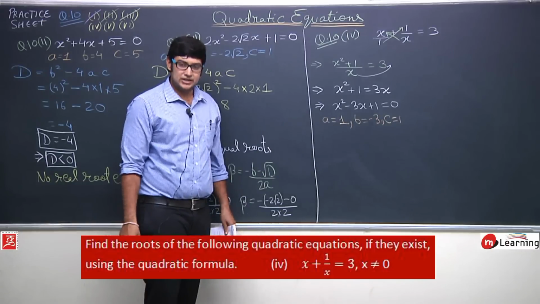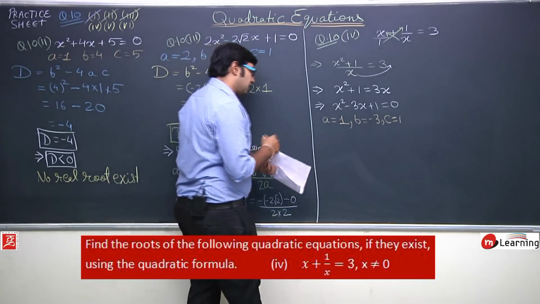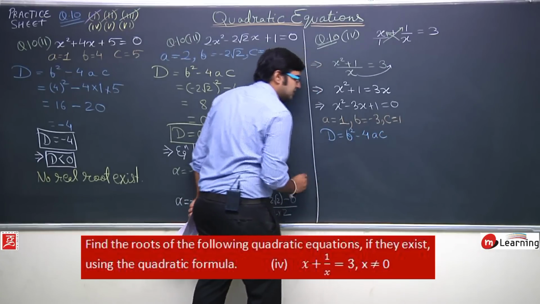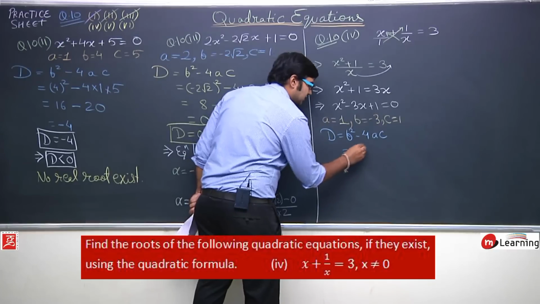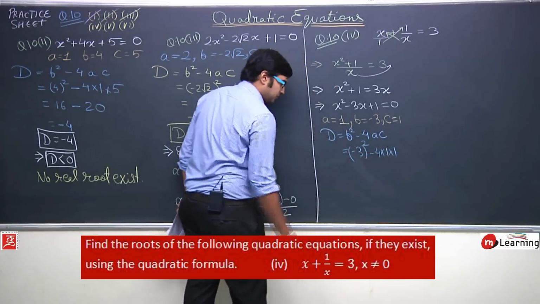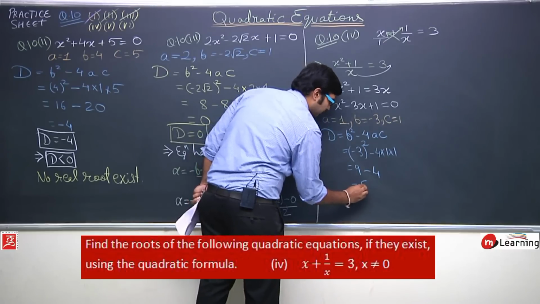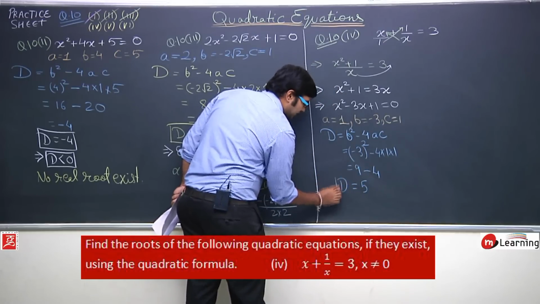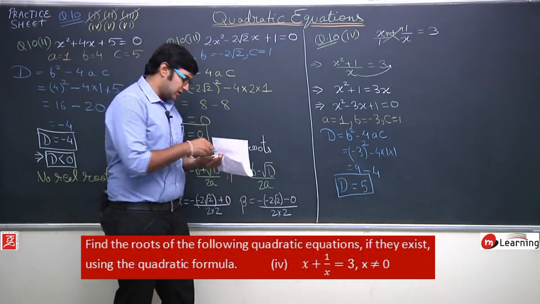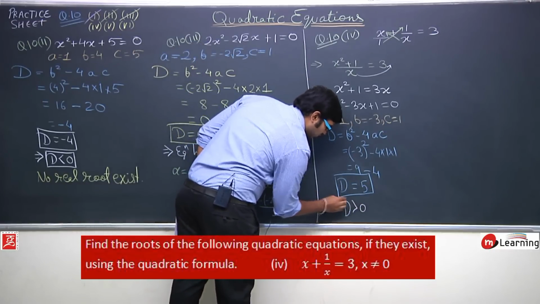Now let us apply the discriminant to check whether this equation has real roots or not. So the value of d is equals to b square minus 4ac. In place of b, I can write minus 3 whole square minus 4 into 1 into 1. So this will give you 9 minus 4, it is equals to 5. Okay, so the value of D discriminant is equals to 5. Now D is equals to 5. What does this imply? It implies that D is greater than 0.